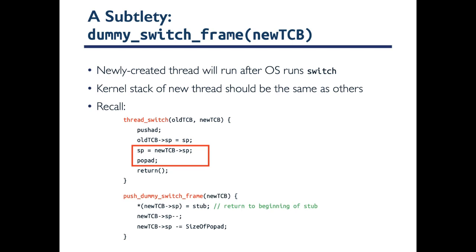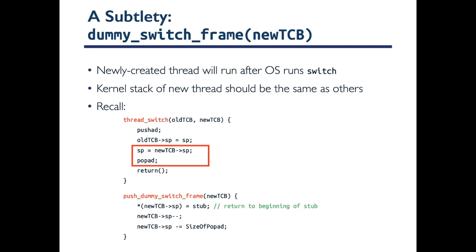It pushes all of them to the stack. Now, what is stack? Whatever the stack pointer is pointing to, which at this point, when you execute push AD, is the old TCB's kernel stack. So we're pushing all the registers to the kernel stack of the old TCB. Now, here we change the stack pointer to point to the new TCB's kernel stack, and then execute pop AD.